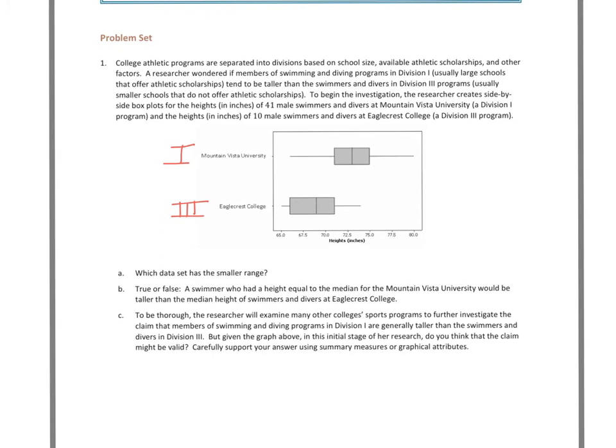Which data set has the smaller range? Remember, range is the minimum and the maximum, and we find the difference of them. I can see that for this one, it's about 60, we'll say 66 to make it easy on ourselves, and it goes up to 80. So 66 and 80, I know that if I subtract those, I'm going to get 14. Here I have about 65, and it's only going to maybe 74. And that's about 9. So which one has the smaller range? It's going to be Eagle Crest.